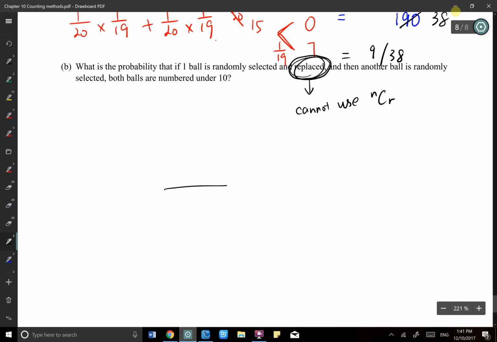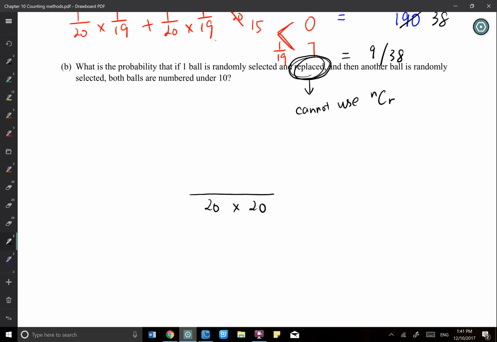So how many ways in total? That's 20 times 20. Why is it 20 times 20? For numbers 1 to 20 first, there are 20 selections in the first draw. What can I have for the second? I still have 20 ways I can select it. So it's 20 times 20.